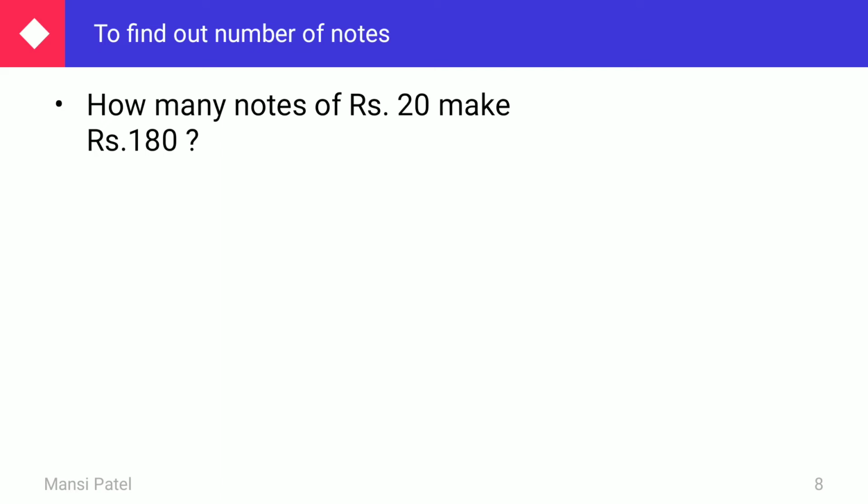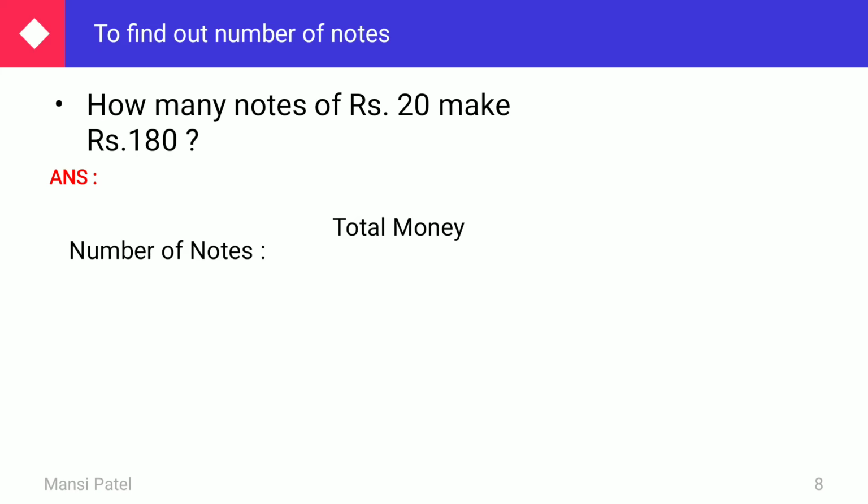Whenever you have to find out the number of notes, and you want to use only one kind of note, the formula is this: if you want to find out the number of notes, first you have to write down the total money.